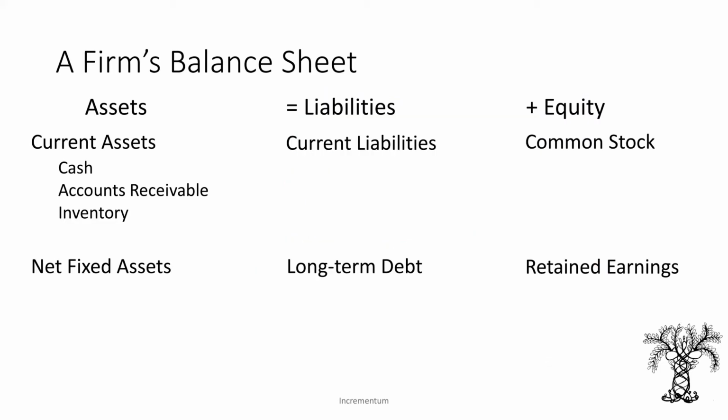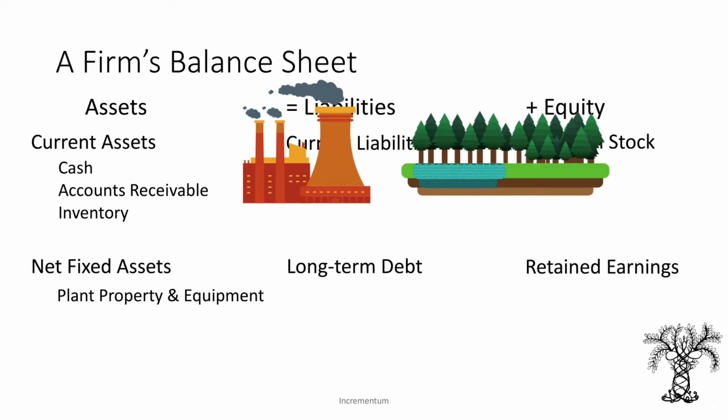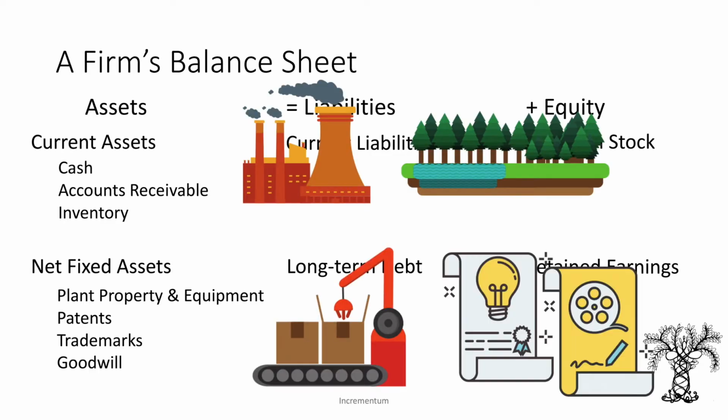Net fixed assets are going to include things like plant, property, and equipment. It can also include things like patents, trademarks, and goodwill. These are longer-term assets that we don't expect to sell. And in large part, these are going to be the way that we generate our sales.